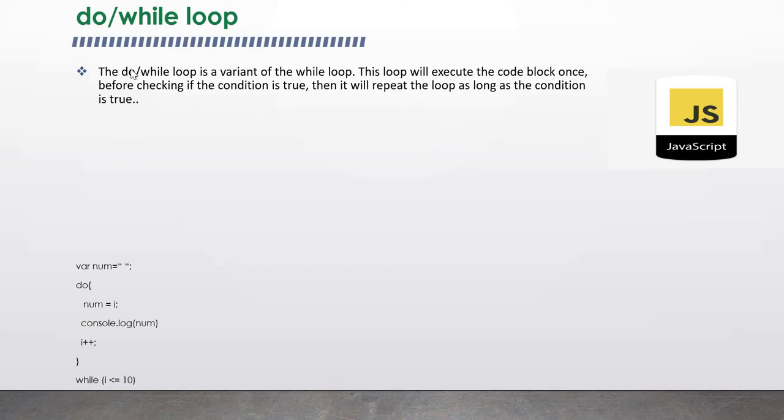It means since it has a do, there are two parts. It has one block for do, and then there is a while keyword and a condition. So the do block will execute at least once, whether the while condition is true or false. If it's true, it will keep continuing. If the condition is even false, it will execute at least the do block, since the do block comes first, then the while condition. Let's see the syntax.